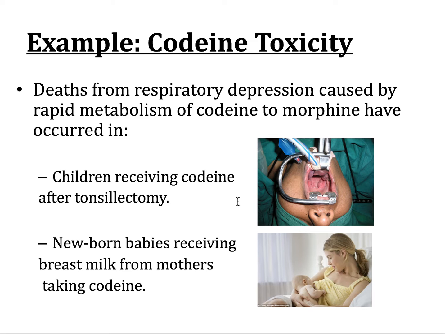An example is children receiving codeine for tonsillectomy. This is the removal of the tonsils. Another example is newborn babies receiving breast milk. In the last lecture, we mentioned that drugs can also be excreted via milk, and this is a prime example. When you have codeine and similar drugs, it can go into kids and cause serious damaging effects.